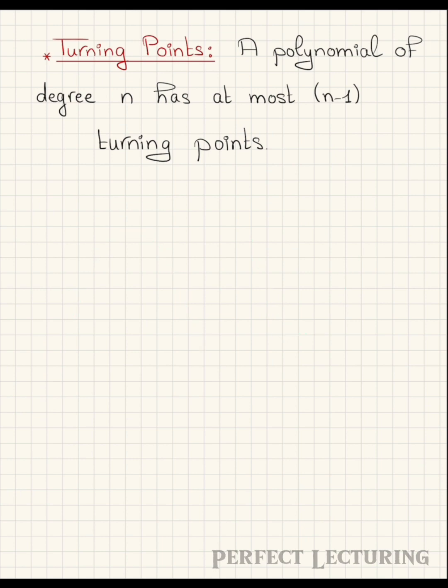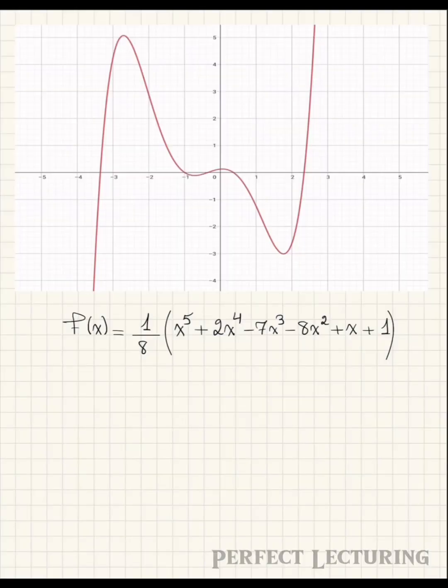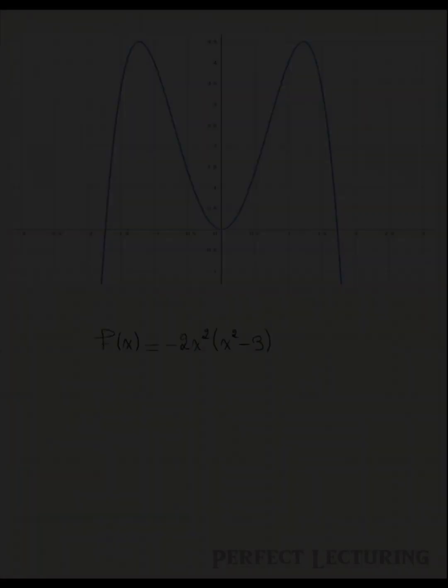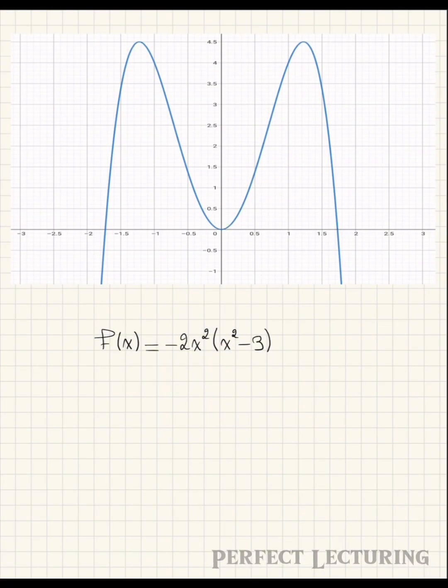What we can know about the turning points of a polynomial function is the following. Any polynomial function of degree n will have at most n minus 1 turning points. Let's see some examples. Let us consider this function f of x. The degree of this function is 5. Then we will have at most 5 minus 1, which means at most 4 turning points. Let us count them. We have 1, 2, 3, and 4, and yes, we got 4 turning points. That's another example. The degree of this polynomial is 4, which means we will have at most 4 minus 1, 3 turning points. And yes, we have 1, 2, and 3 turning points.